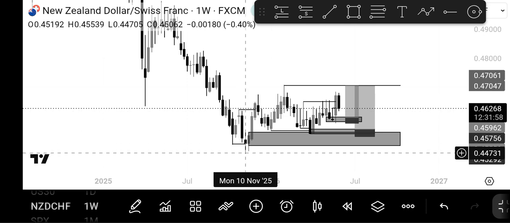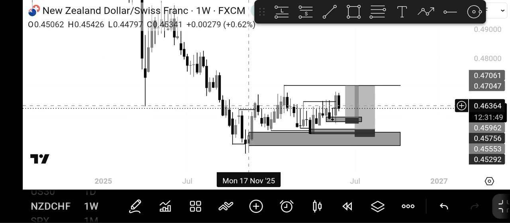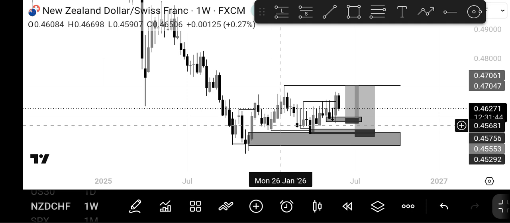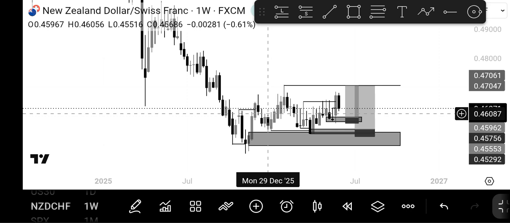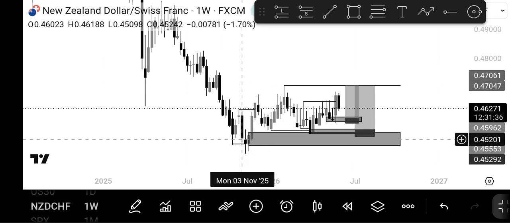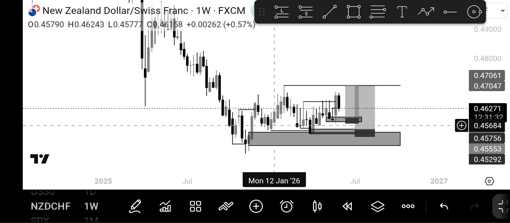Now it broke this last lower low. You understand? It broke this last lower low. This is now indicating a change in trend or a market structural shift. It has now started changing from this downtrend to an uptrend. Now let's capitalize on this.